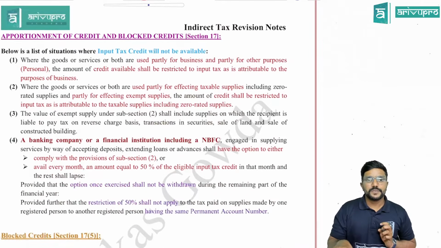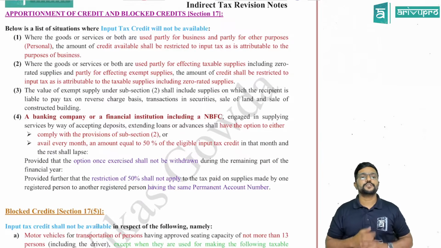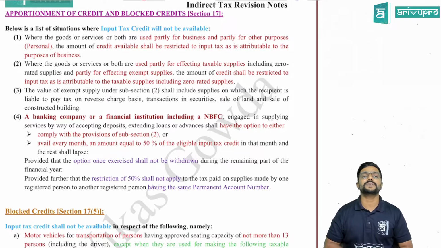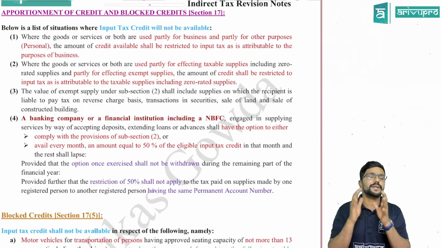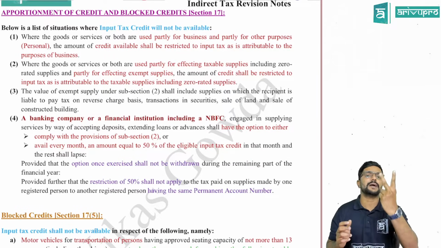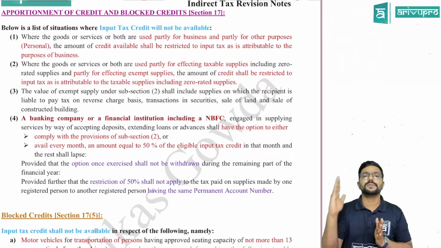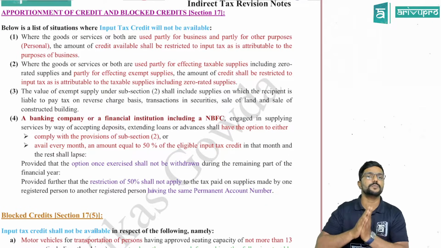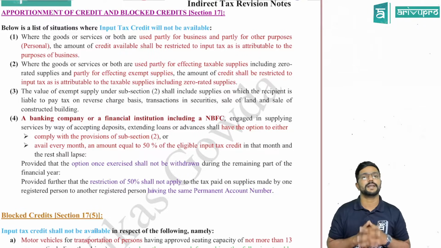Next, coming to section 17, which talks about apportionment of credit and blocked credit. Below is the list of situations where input tax credit will not be available. Subsection 1 will tell that if a particular inward supply, whether it is input or capital goods, is partly used for business purpose and partly for personal purpose, then whatever is attributable to business purpose only can be claimed as credit.